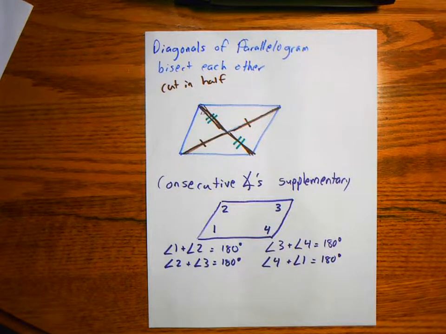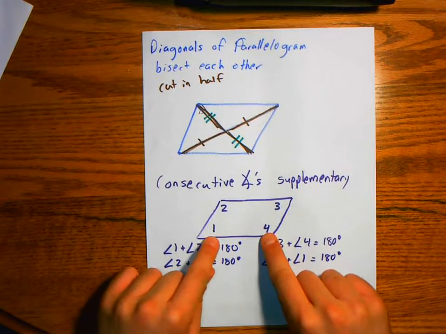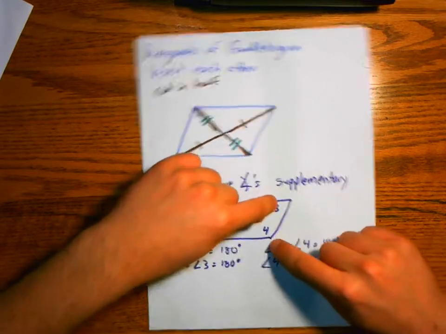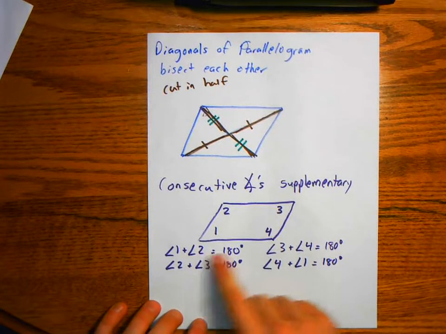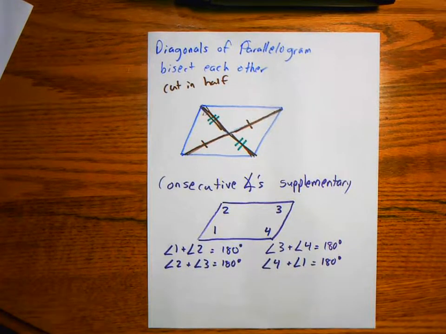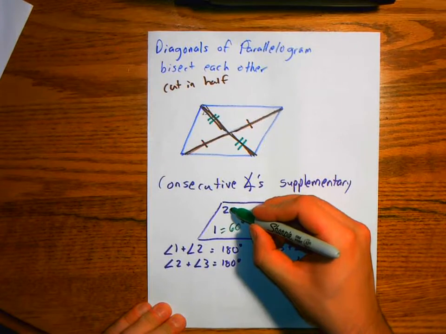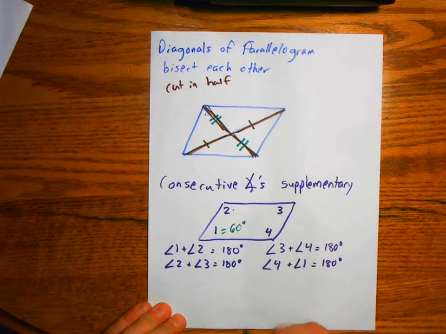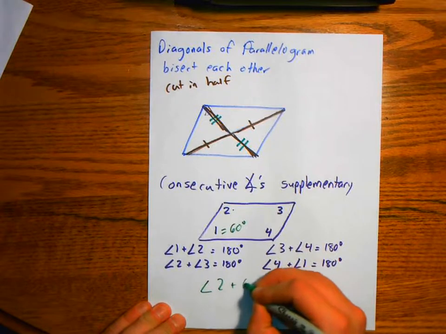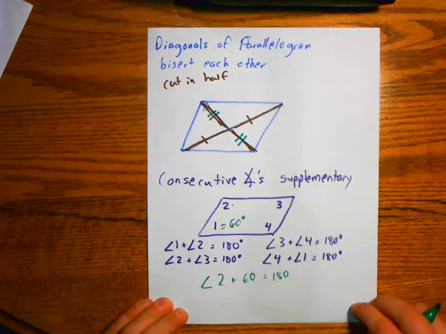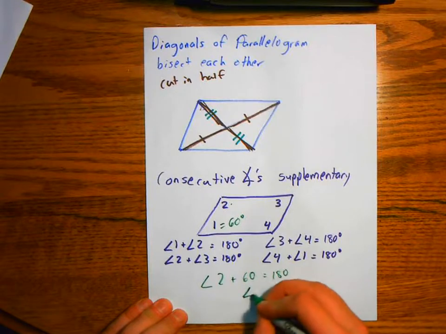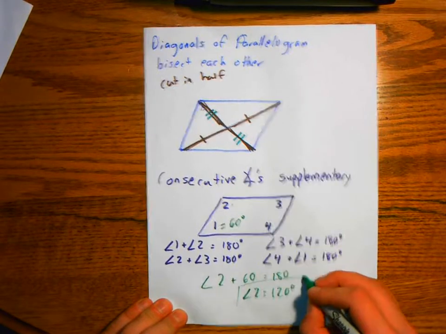And lastly, that's not included in the targets, but I feel like it's something that should be well known when it comes to parallelograms, is that the consecutive angles of every single parallelogram are supplementary. So if you look at any two angles that are next to each other, they are going to add up to 180 degrees, and I've written out all four of these right here. So say, for example, if angle 1 is equal to 60 degrees, that means that angle 2 plus 60 has to equal 180 degrees. And you find angle 2 by subtracting 60 on both sides, and that would give you a measurement of 120 degrees.